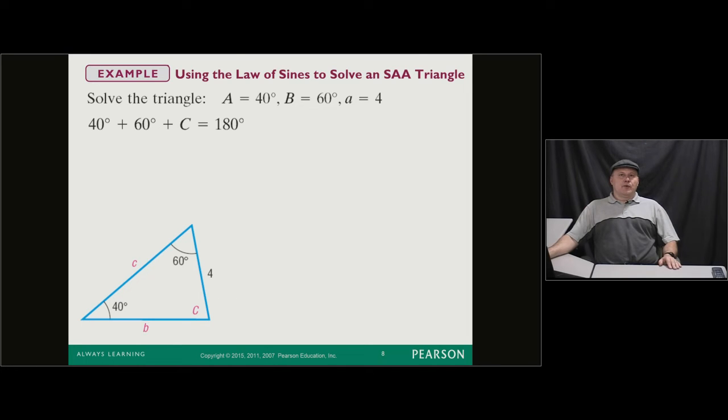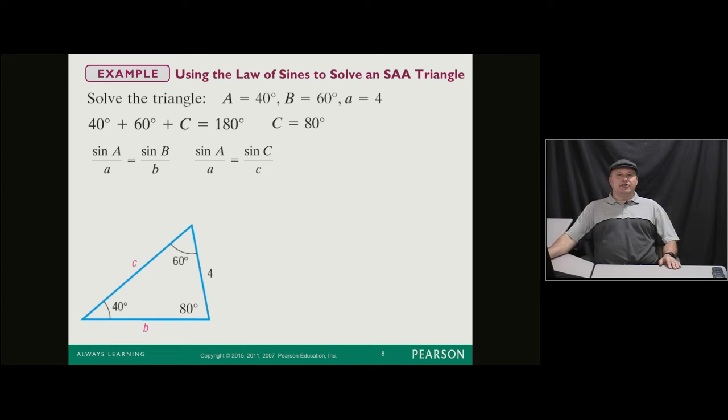Well, we know the three angles add up to 180, so angle C is definitely 80 degrees. Because two of the angles are 40 and 60, that's 100 degrees. Subtracting from 180, 80 degrees is left for angle C. So you've got the angles done. That was pretty easy. All right.